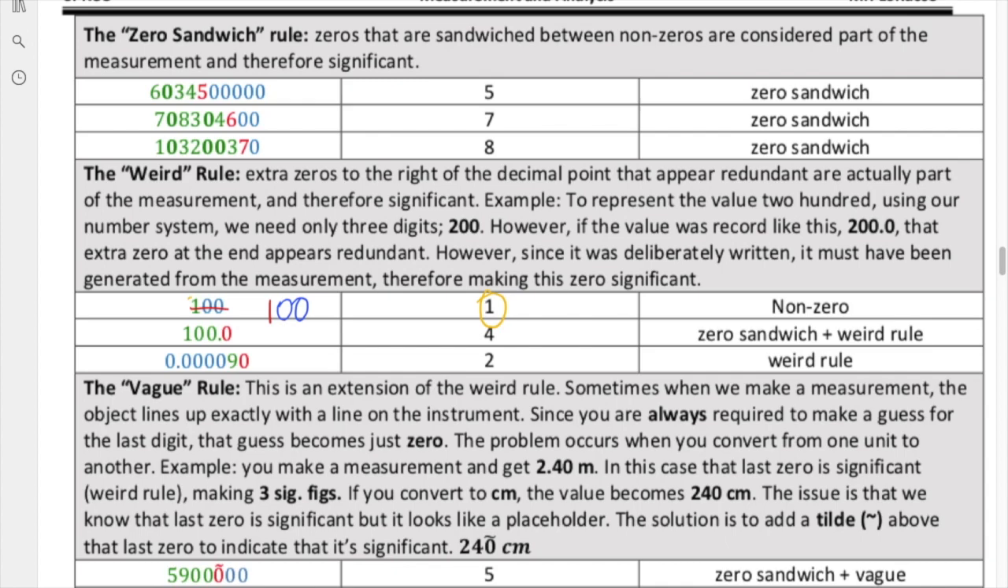Now let's take a look at this next number. When we have 100.0, okay, I've color coded it properly this time. That 0 is weird.